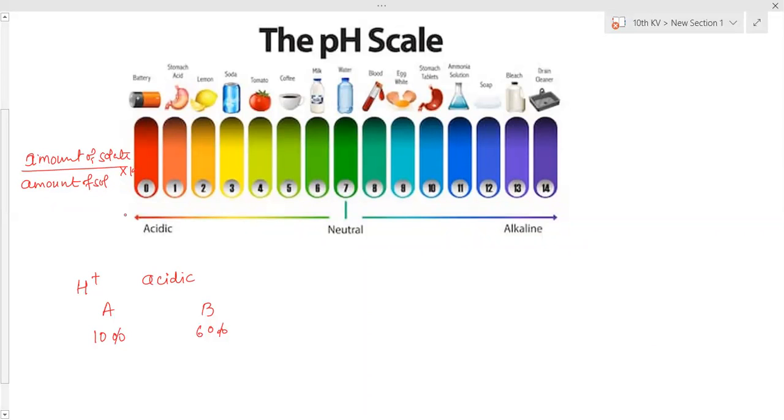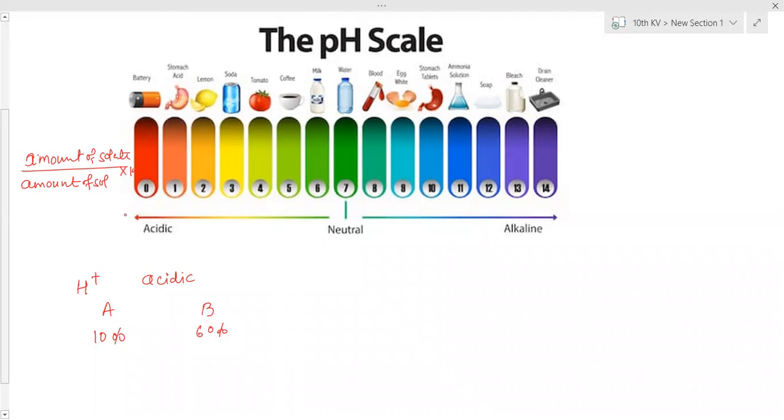So if any solution has more H plus ions, that means that solution is a stronger acid, more acidic solution. It is more acidic. The strength of that acid will be more. And the one which has a lesser H plus ion concentration will be the weak acid. The strength is lesser. Is it clear?